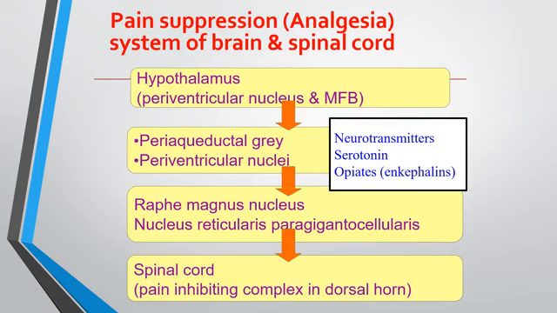This is the flowchart of the descending analgesia system or descending pain pathway. From the hypothalamus, periventricular nucleus and median forebrain bundle, the fibers start, and from the periaqueductal gray and periventricular nuclei the fibers also start, and then enter the nucleus raphe magnus and nucleus reticularis paragigantocellularis, and finally enter the spinal cord. In the pain inhibiting complex present in the dorsal horn, they terminate and inhibit the release of substance P. The neurotransmitters involved in this pathway are serotonin and opiates.